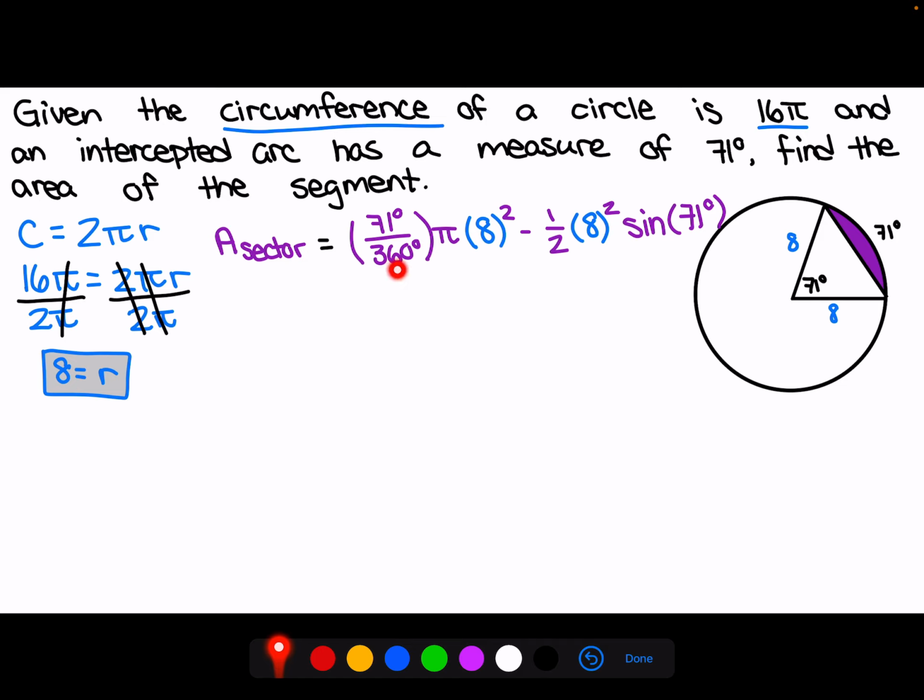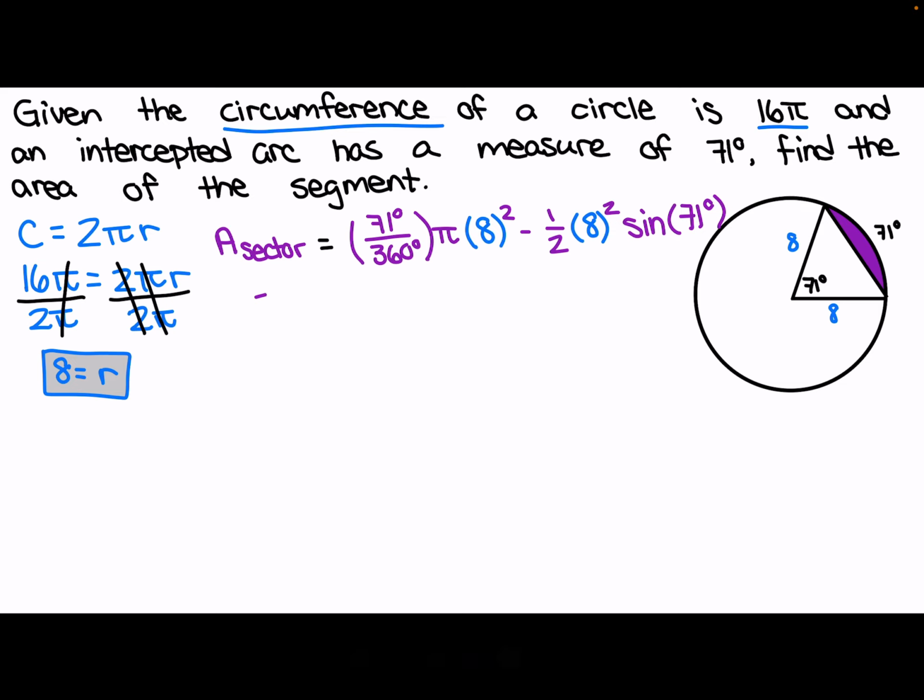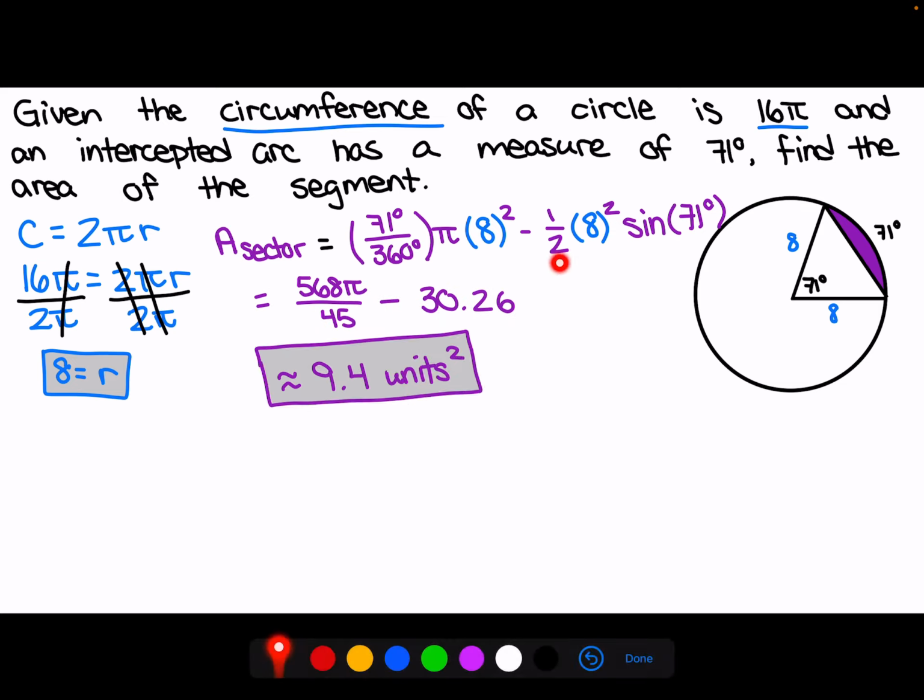Again, you can enter this into your calculator portion by portion. 71 degrees divided by 360 times pi times 8 squared will leave us with 568 pi over 45. 1/2 of 8 squared times sine of 71 will leave us with 30.26. Subtracting 30.26 from 568 pi over 45 leaves us with our final answer of about 9.4 units squared. So that is it for the difficult questions that we're going to be covering today. It doesn't get more difficult than this type of question that you just did.